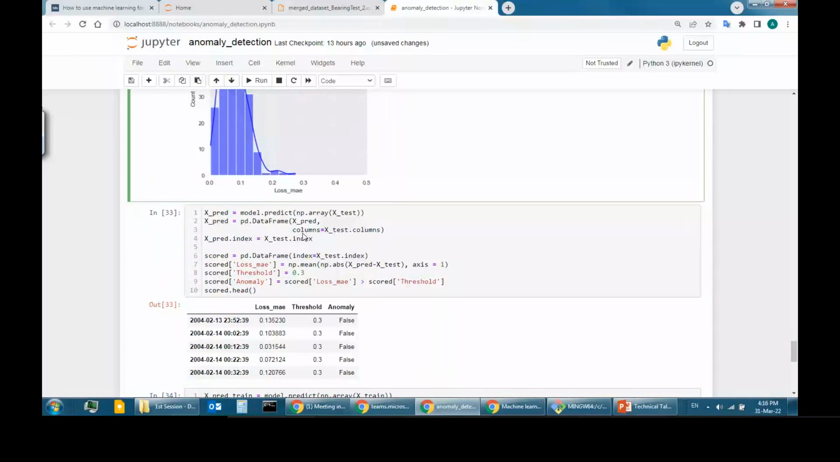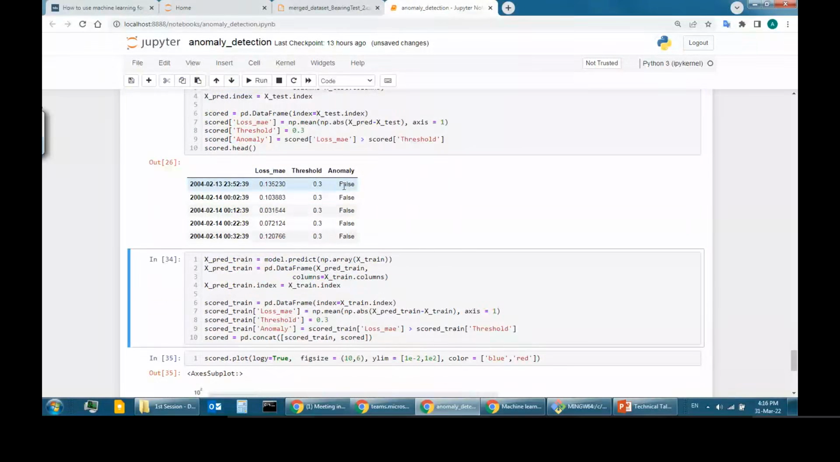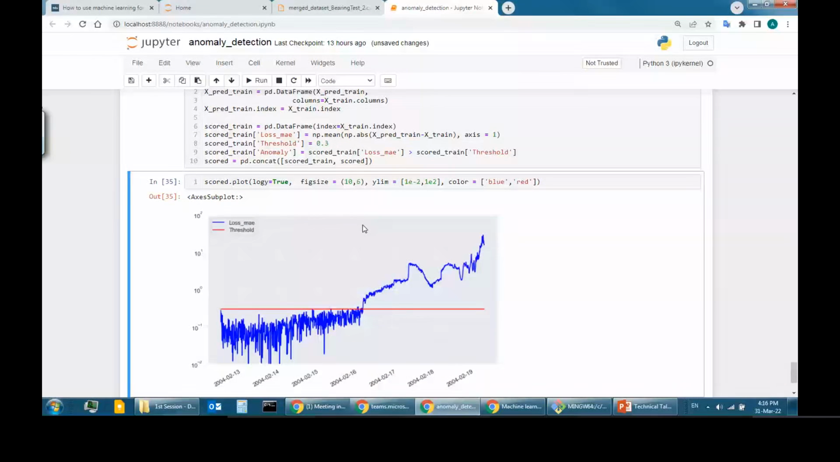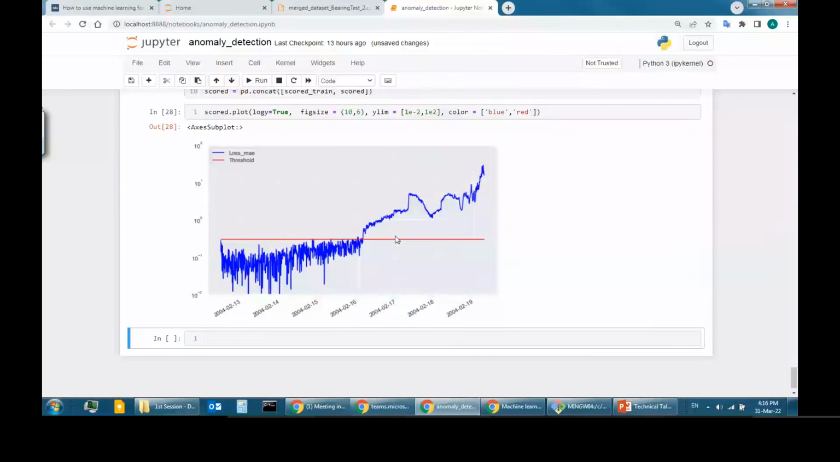And this is a test showing that many of these are normal. False means it's not abnormal. And this is finally visualizing the threshold using autoencoders. It's very, very similar to the PCA. So all this code will be provided later on. This is ready to run.